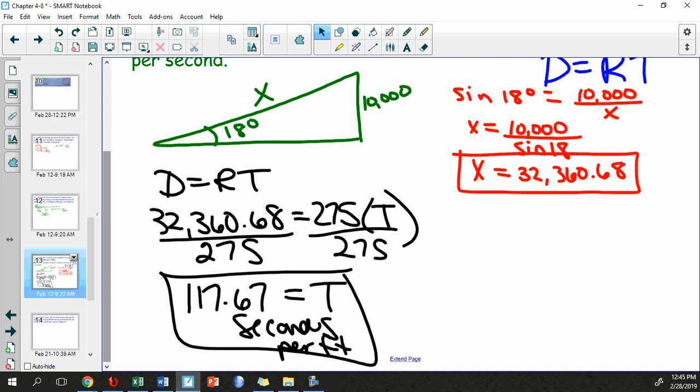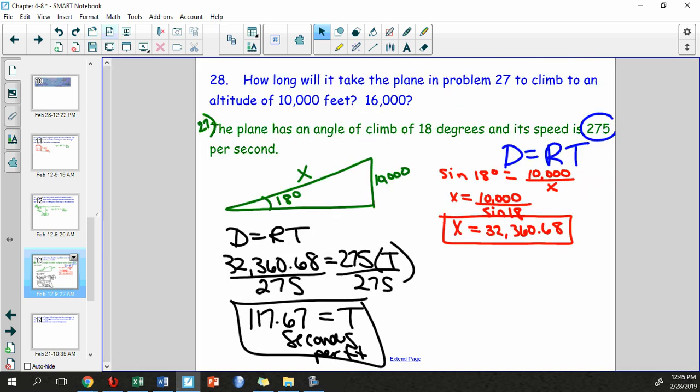Part B is now replacing that 10,000 with 16,000. So can you tell me about what number you are going to have for time? Let's round that to 20,000. 20,000 would be twice the amount, right? So what's twice the amount of 117? 234. So my answer has to be smaller than 234 seconds. Do we understand that?